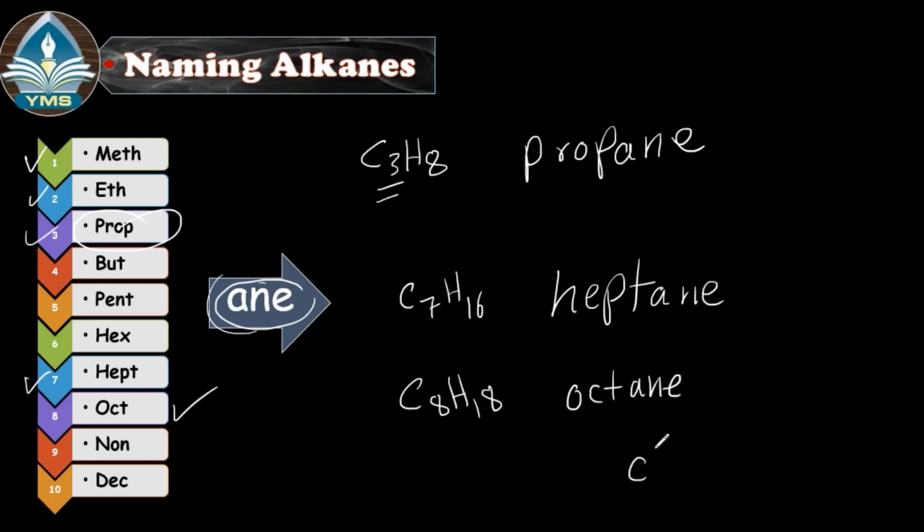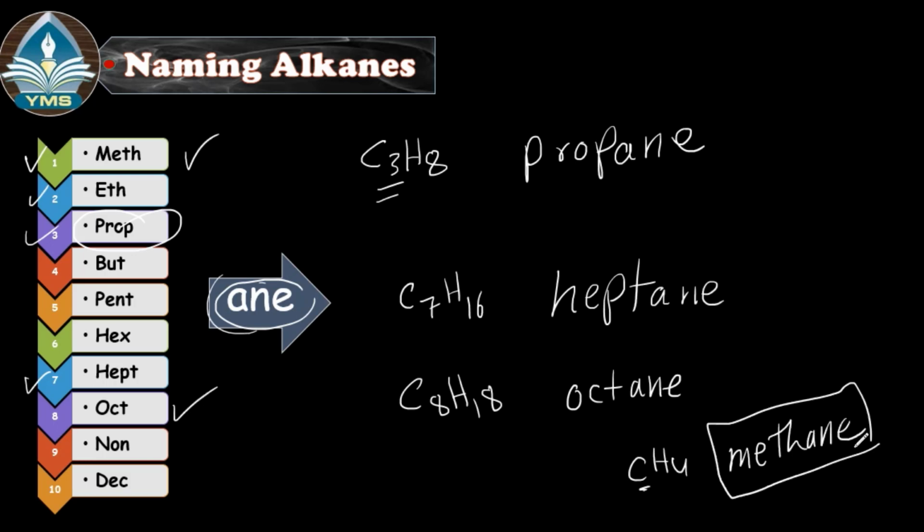If you have CH4, 1 is meth. So it's going to be methane. So this is how we name the alkanes. We give the number of carbons, then we end it with ane. So this is the prefix, and this end is the suffix.